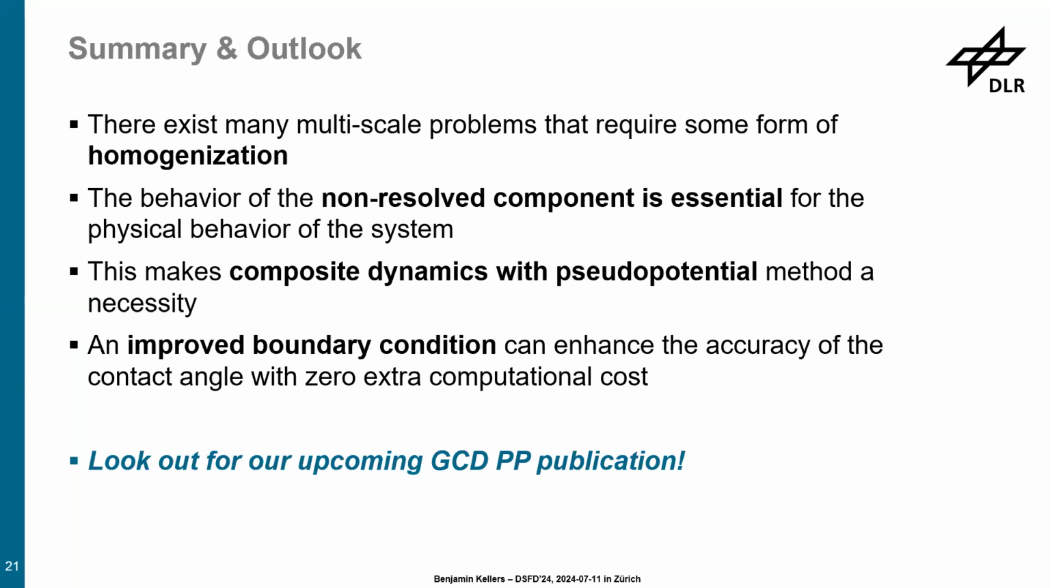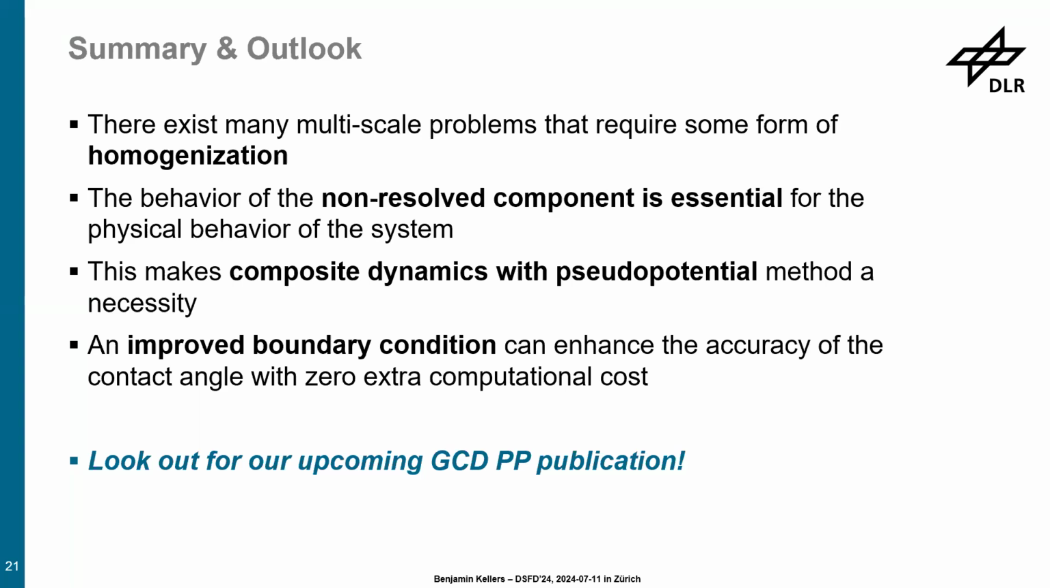But many other problems are on multiple scales and would benefit from this homogenization scheme. The behavior of the non-resolved component, at least in our case, is key. You saw it in the last simulation. Everything is completely different if you don't treat it correctly. Composite dynamics with pseudopotential coupling are necessary to model that. Otherwise, we get into billions of voxels.